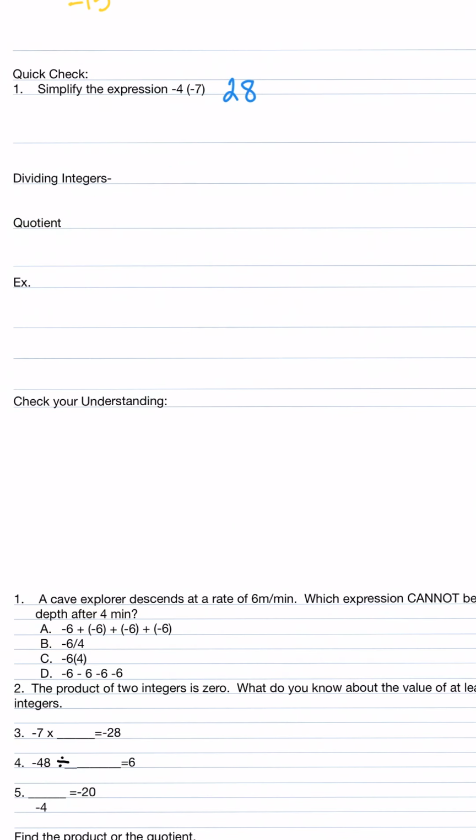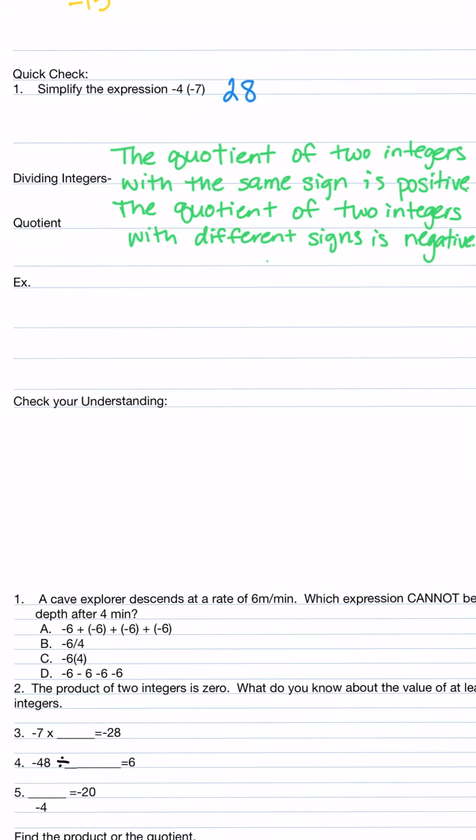Dividing integers is similar to multiplying integers. If you have 2 integers with the same sign, it's positive, and 2 integers with different signs, it's negative. Let's go ahead and write that down. So remembering that when we talked about multiplication, we talked about a product. With dividing integers, it's a quotient. And a quotient is another word for division.